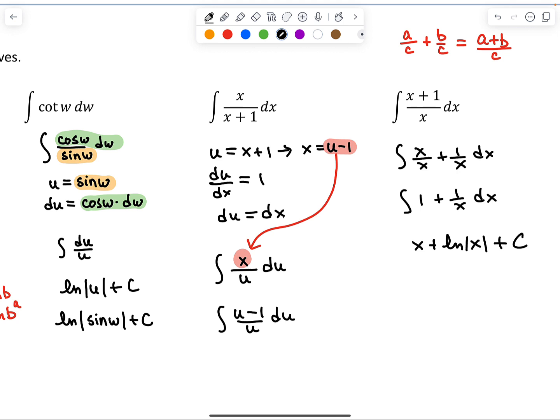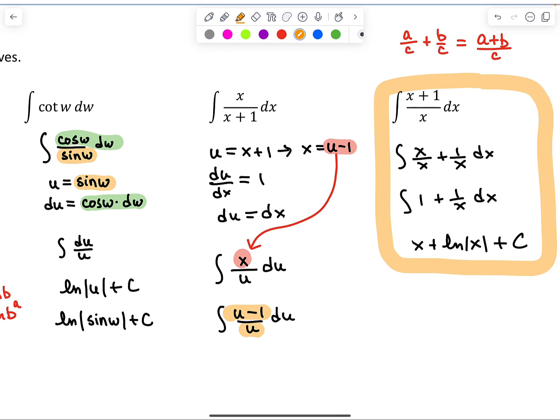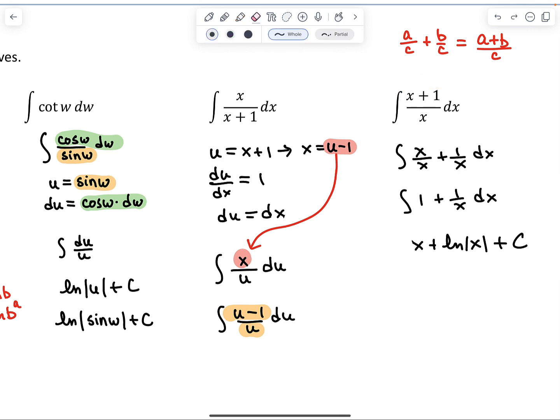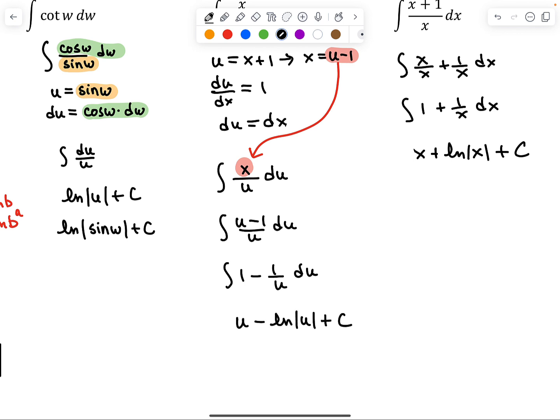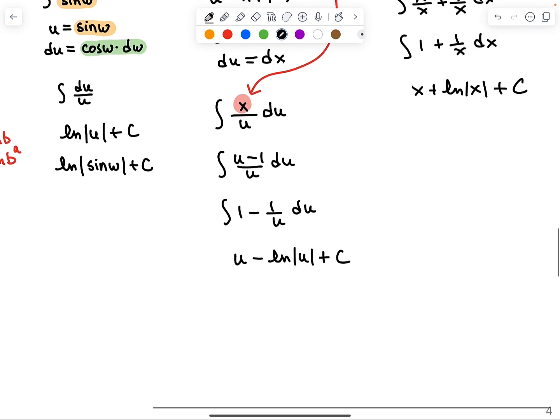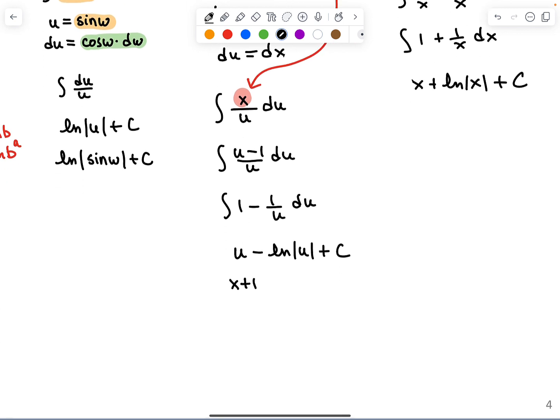This puts me in a position where I now have two terms in the numerator, but a single term in the denominator, so I can use an approach like we just saw over here. I can split a denominator. So doing so, we get u over u, which is 1, minus 1 over u, du. And now I integrate in terms of u. The integral of 1 is just u, and the integral of 1 over u is natural log of absolute value of u. And now I do back substitution. Each u becomes an x plus 1.